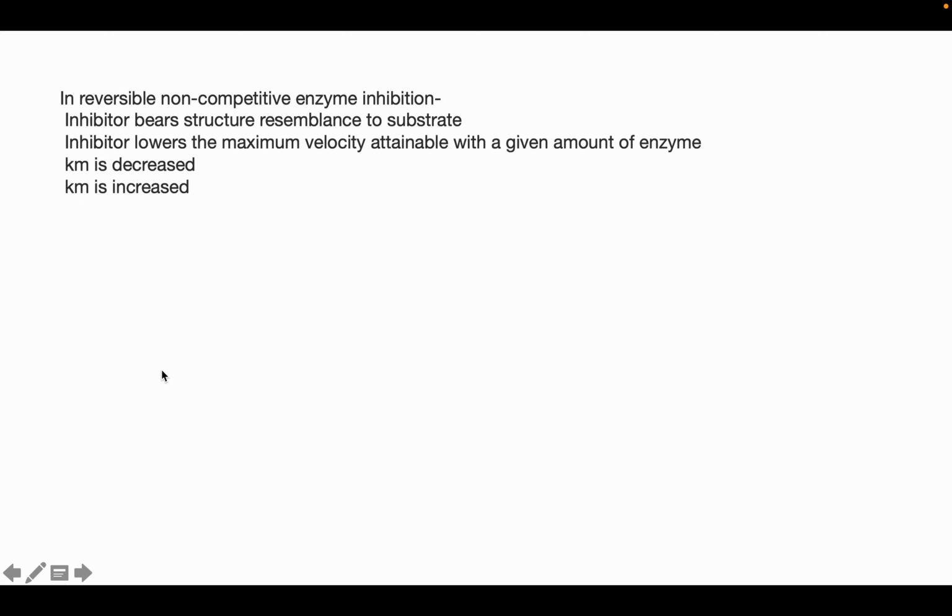In reversible non-competitive inhibition, inhibitors bear structural resemblance to substrate. Inhibitor lowers maximum velocity attainable with a given amount of enzyme. Km is decreased, Km is increased. So in reversible non-competitive inhibition, the inhibitor bears the structural resemblance to, no, it doesn't have to have structural resemblance. Competitive inhibitors have structural resemblance to the substrate.